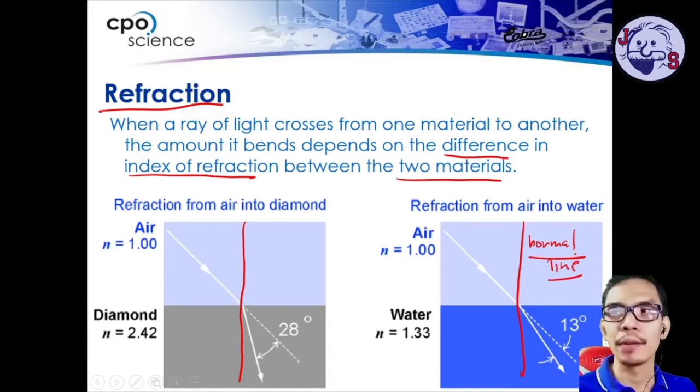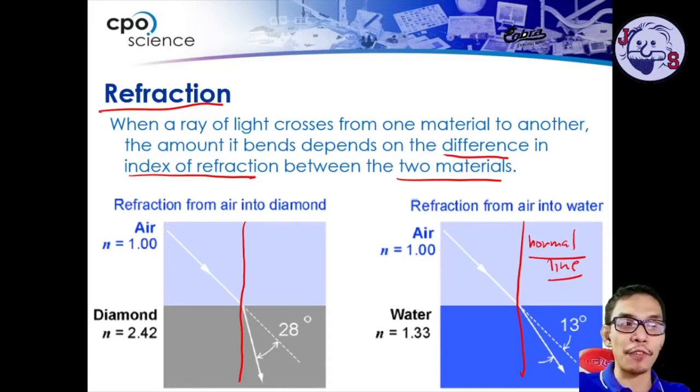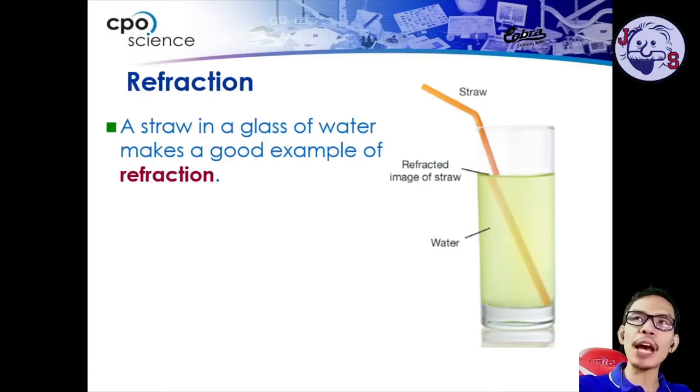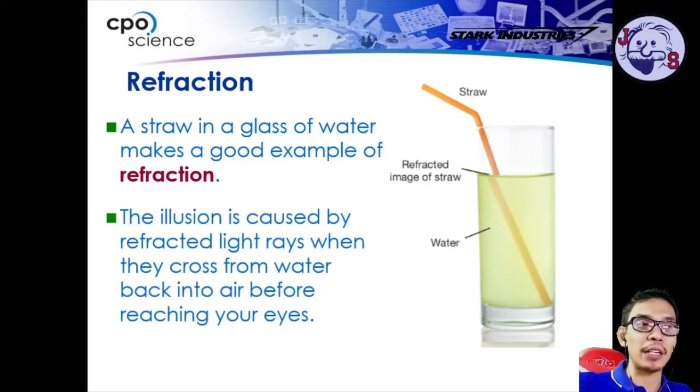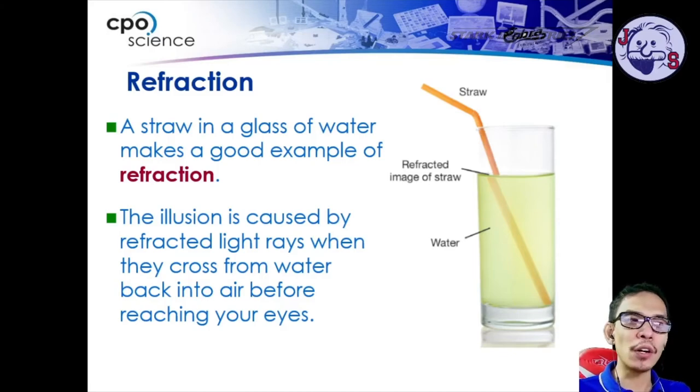Alright, so this is the normal line. That is the refraction. And in refraction, I know you are familiar with this trick. Even when you put an object in a glass of water, that object seems to be bent. But it's not. It is only an illusion. That's how the light is being distorted before entering our eyes, how light is distorted inside the water. That makes the object look like it is bent.